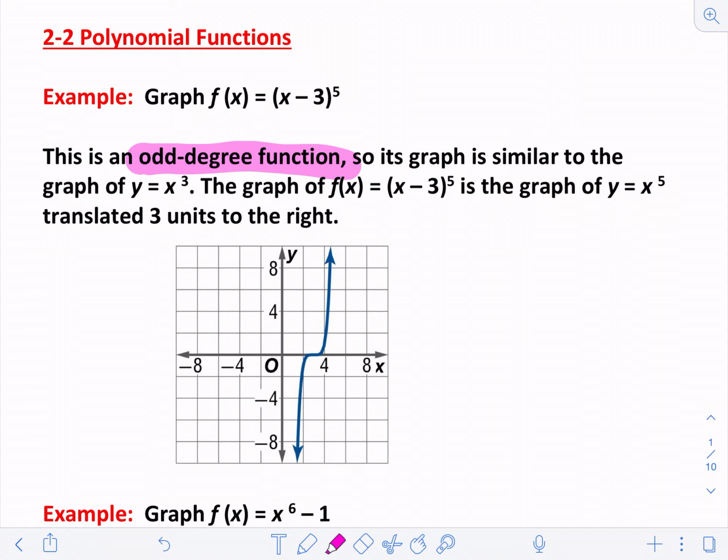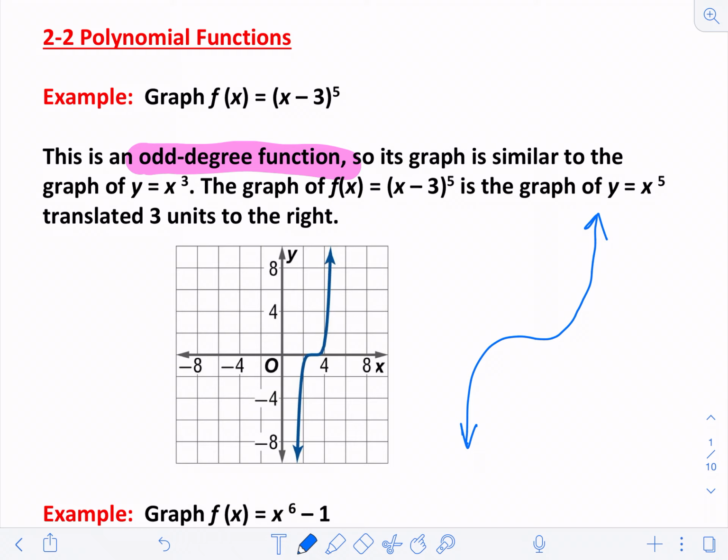Because it's an odd degree function, all of our basic odd degree functions look kind of like x to the 3rd, meaning that it starts going down, has a little bit of curvature, and then goes up to the right-hand side. All of our odd degree functions will do that. Whether it's to the 5th or 7th or 9th just makes it a little bit flatter and wider, but for sketching, that's not really important.